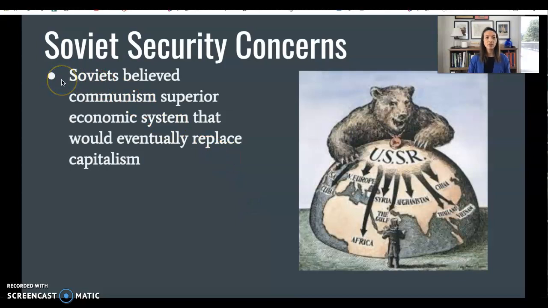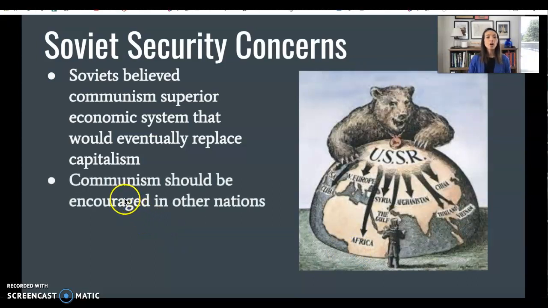This note reads that the Soviets believed that communism was a superior economic system that would eventually replace capitalism. Okay? So Russia, Soviet Union, they are communist. USA, capitalists. The two systems do not meet up. They don't match. They don't see eye to eye.